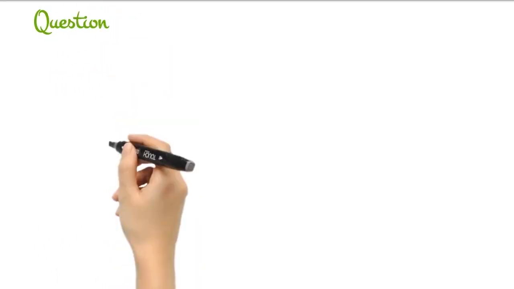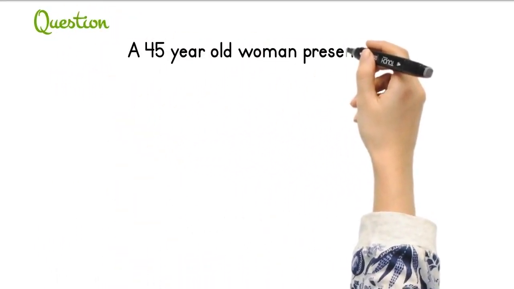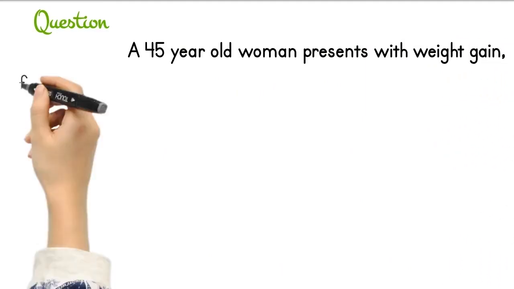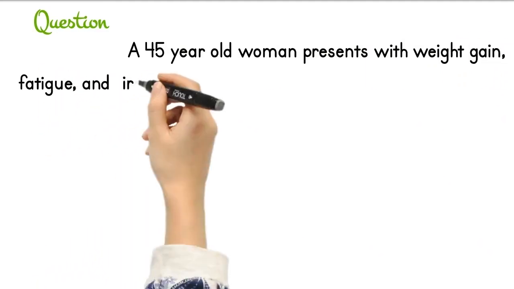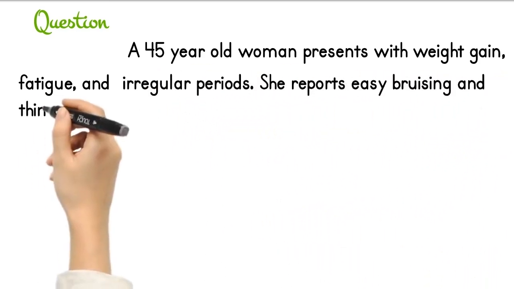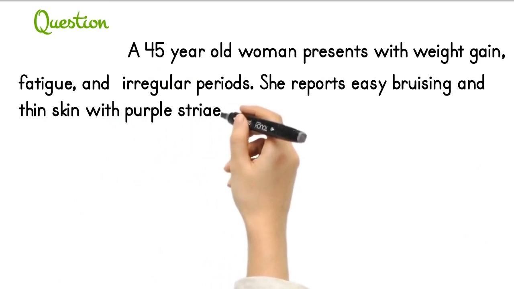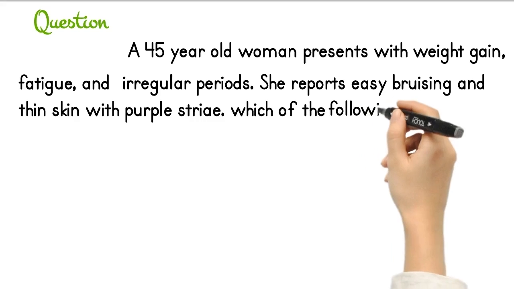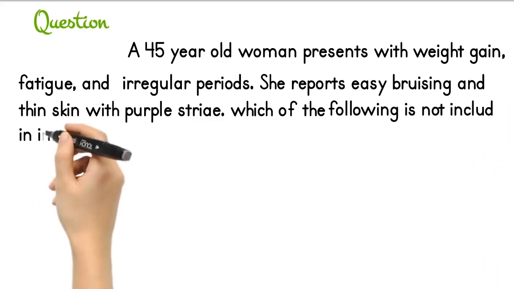Question: a 45-year-old woman presents with weight gain, fatigue, and irregular periods. She reports easy bruising and thin skin with purple striae. Which of the following is not included in initial workup but can be confirmed the diagnose?